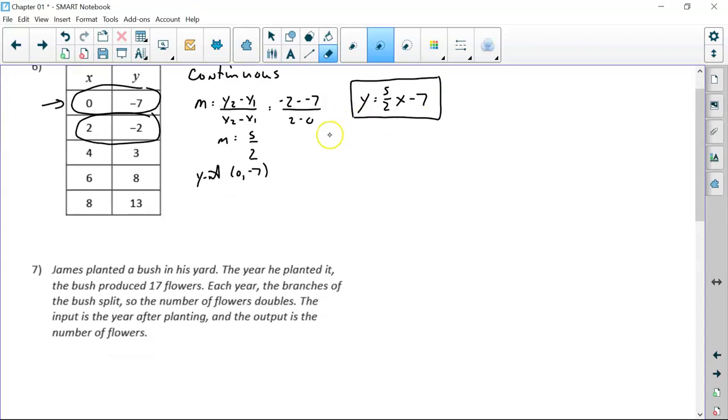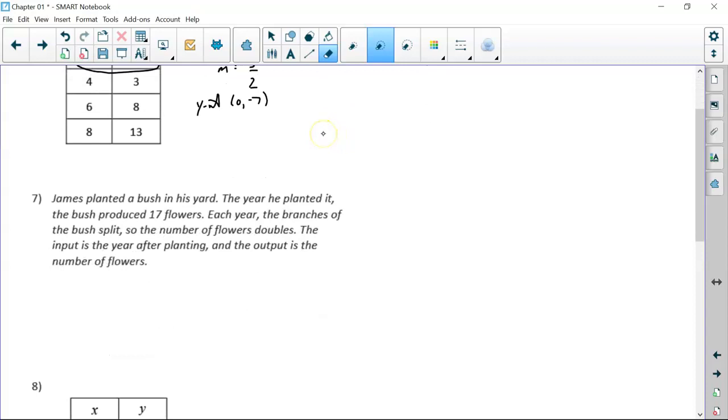Problem number 7. James planted a bush in his yard. The year he planted it, the bush produced 17 flowers. Each year, the branches of the bush split, so the number of flowers doubles. The input is the year after planting, and the output is the number of flowers. So x is the years, that's our input, and y equals the number of flowers.